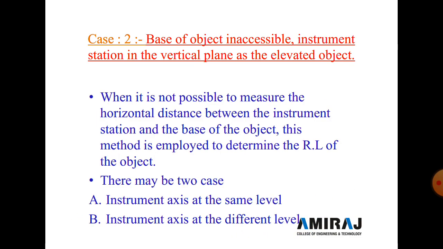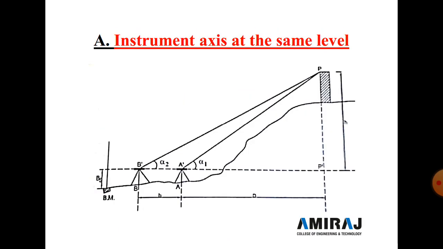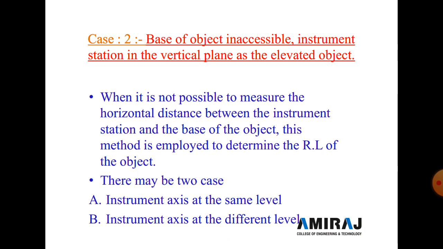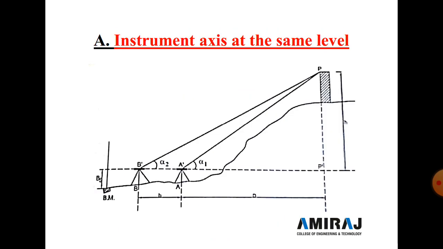Now case number 2: base of object inaccessible and instrument station in the same vertical plane as the elevated object. When it is not possible to measure the horizontal distance between the instrument station and the base of the object, this method is employed to determine the RL of the object. So here there are two main cases. Case A is instrument axis at the same level, and case B is instrument axis at a different level. First we start with instrument axis at the same level.